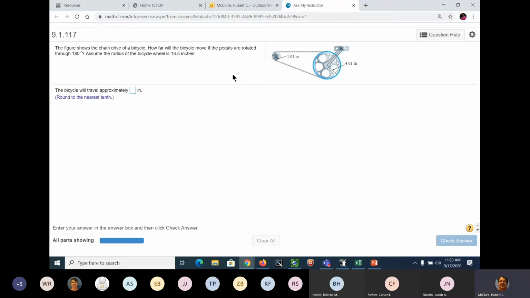So we got a drawing. We got a bicycle pedal, and that bicycle pedal has a radius of 4.61 inches. I'll show you my writing after I write everything down. Okay, and we've got a smaller pulley at R equal to 1.01 inches.